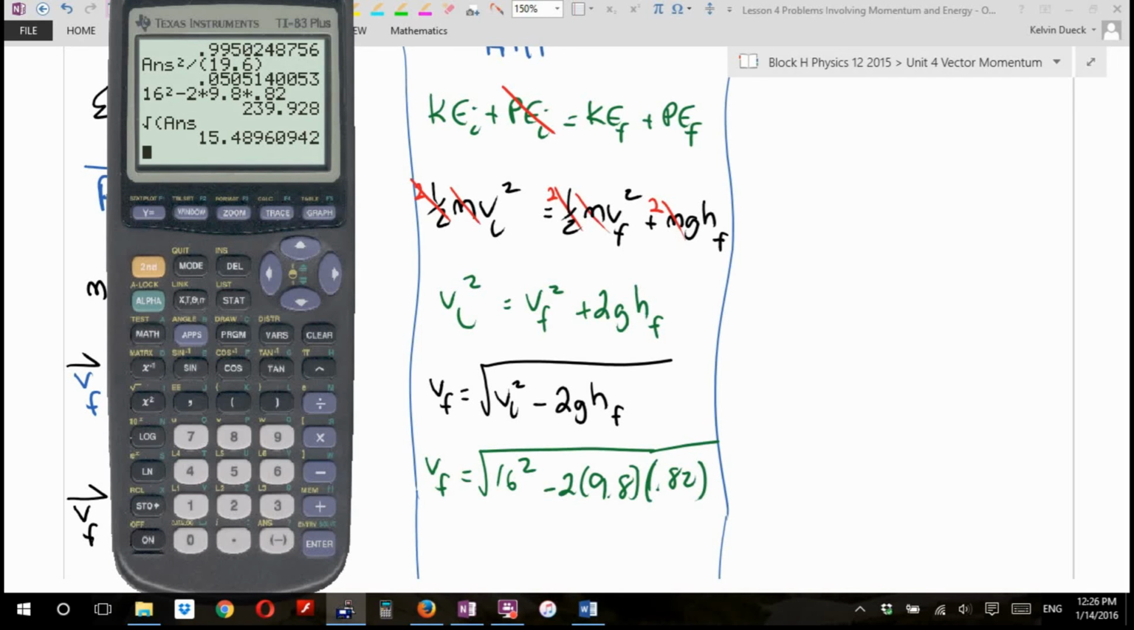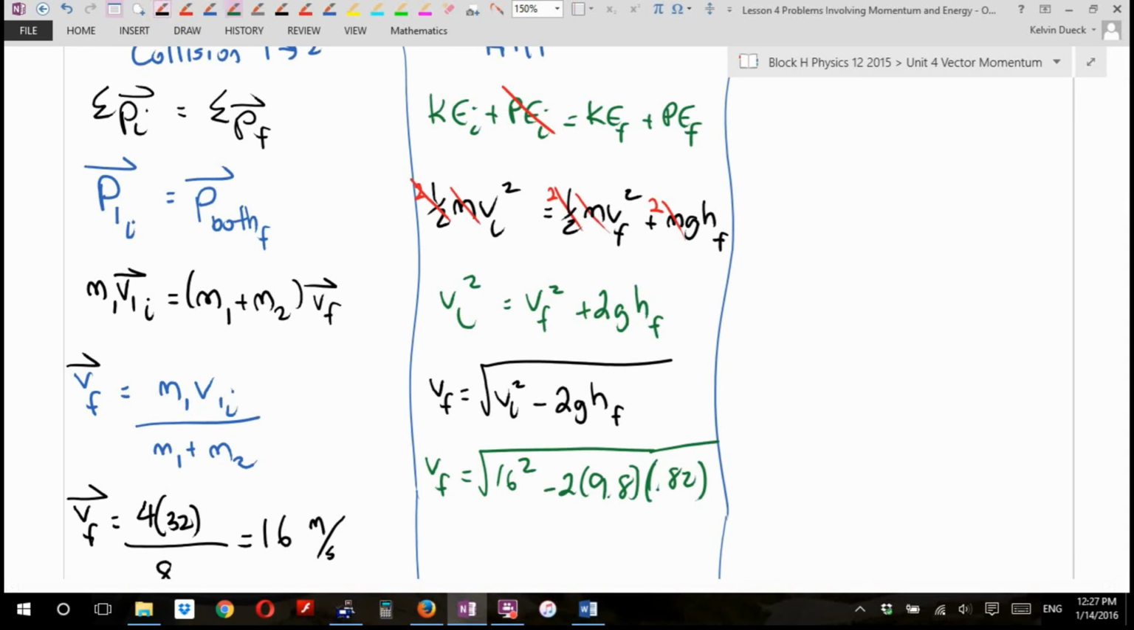15 point 489, because this is not my final answer. Is that right? Yeah. So it didn't slow down much at all. Not a very big hill, and I'm ignoring friction, so okay. 15.489.